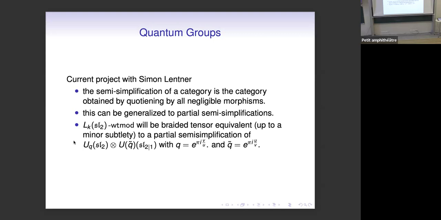So semi-simplification is a well-known thing. If you have a non-semi-simple category, then you have negligible morphisms that can't be measured by a trace. And if you quotient by the category that comes from these negligible morphisms, you'll always obtain a semi-simple category. Now here, what we do is we do this partially in the sense that, morally speaking, we only quotient by morphisms that are negligible for the underlying quantum SL2 inside quantum SL(2|1).